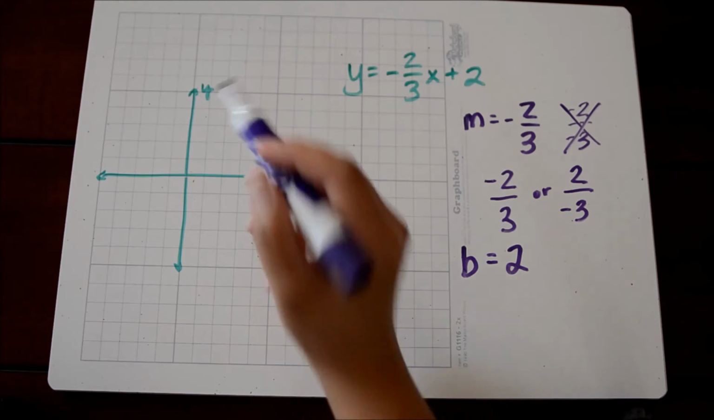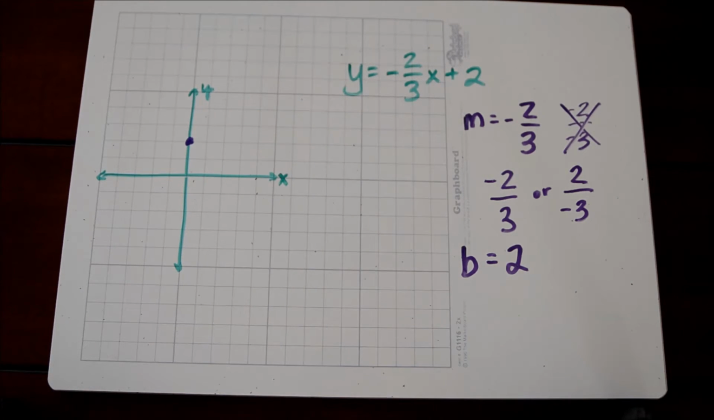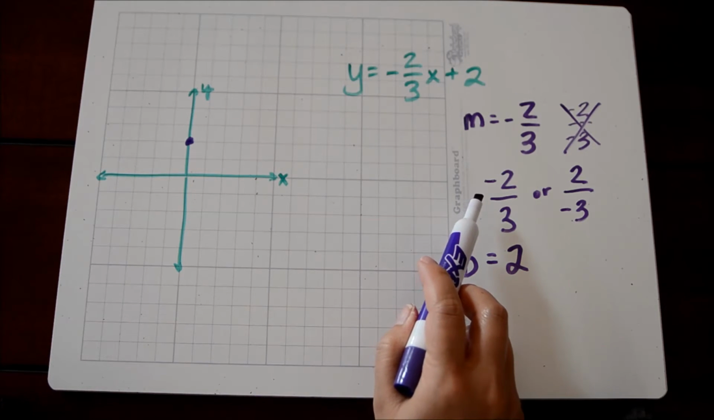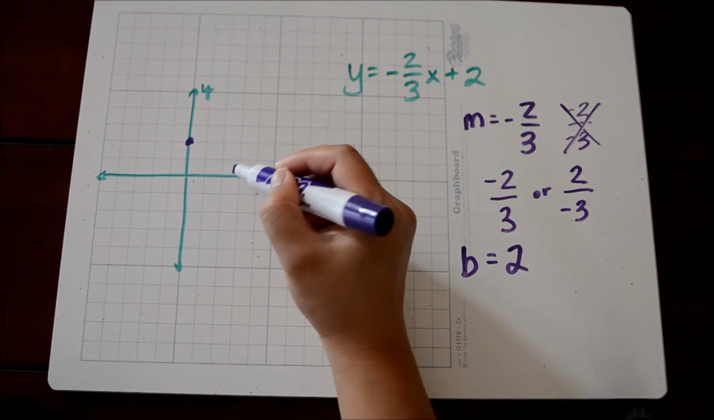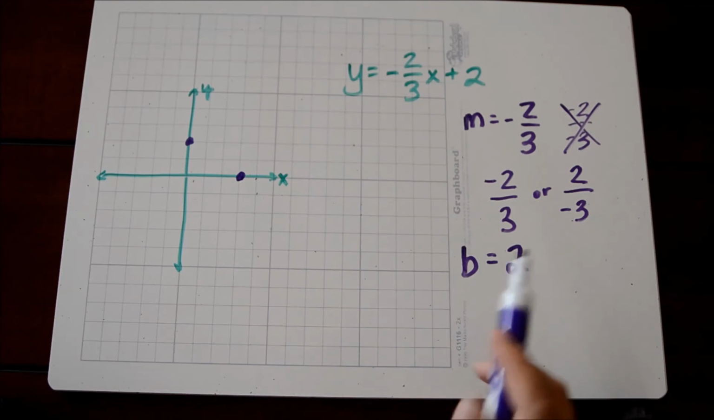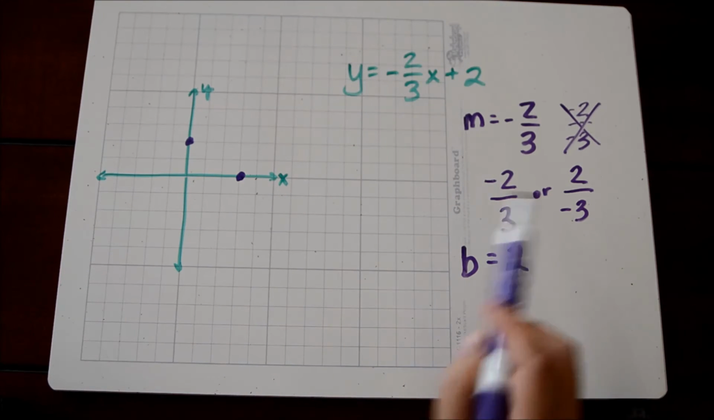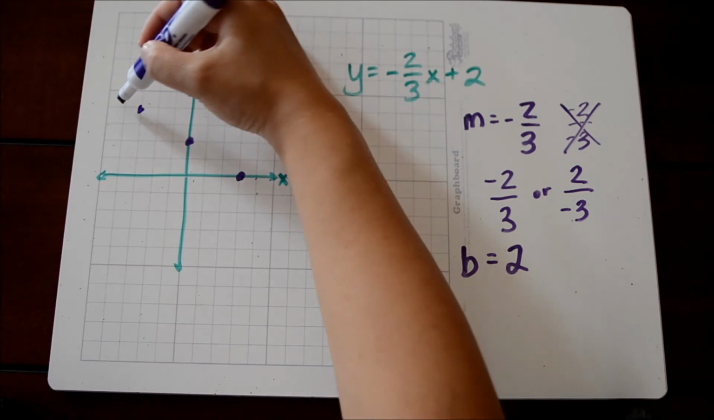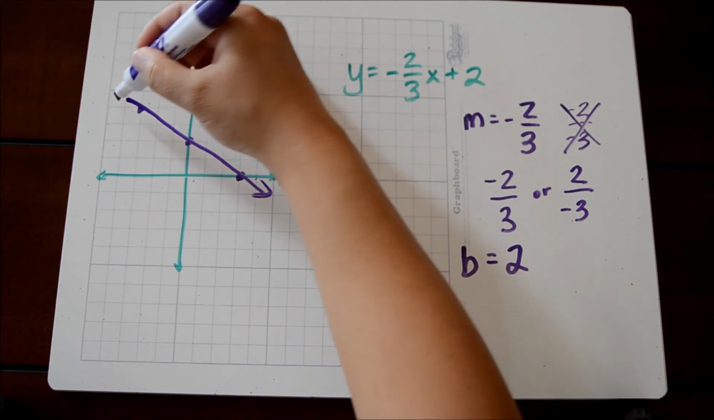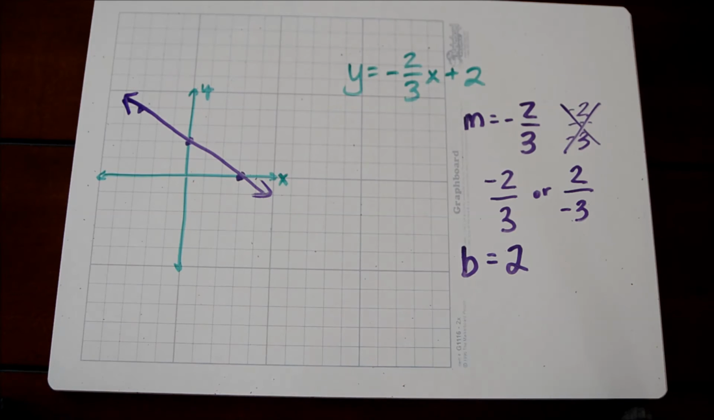So let's plot our y-intercept at 2, and if we say that our numerator is negative, we will go down 2 to the right 3, because 3 is positive. But if we say the negative goes with the denominator, we're going to go up 2 to the left 3. So you see that follows the same pattern, and here is our graph of y = -2/3 x + 2.